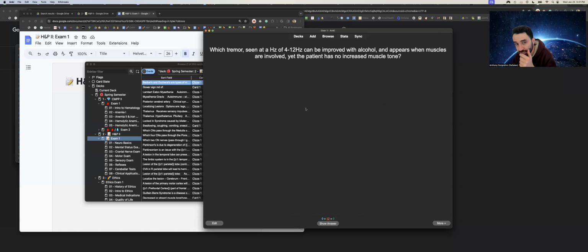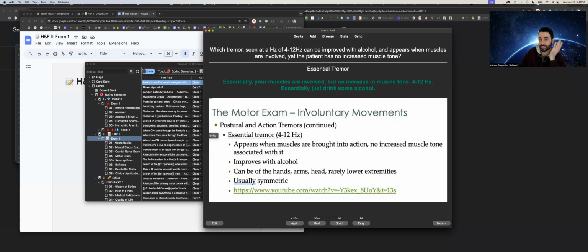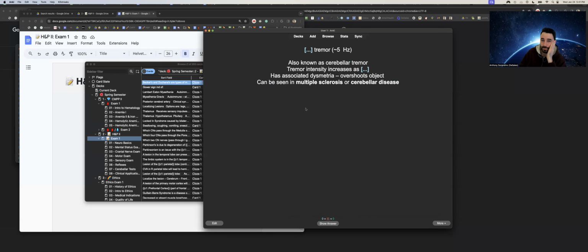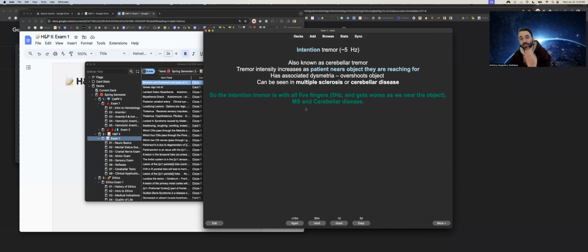It's not physiologic. That's 8. Is it essential? It's essential. Okay. And improved with alcohol. Blank tremor, 5 hertz, also known as cerebellar tremor. Tremor intensity increases as an intention tremor. It increases as I reach. Intention. Good.